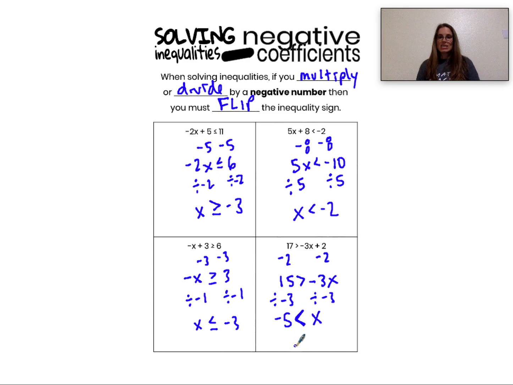Now I still need to perform my last step, which is rewriting my inequality with the variable on the left. We don't call this flipping. We're not flipping the inequality. We're just rewriting the inequality statement so the variable's on the left. Negative 5 is less than x is equivalent to x is greater than negative 5. This is my final solution. X is greater than negative 5.